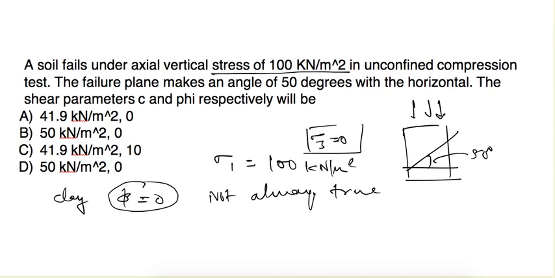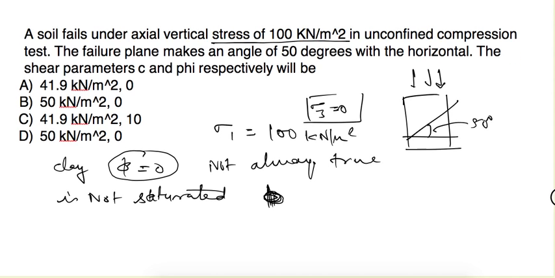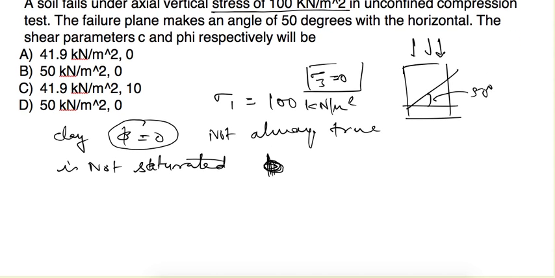Sometimes if the sample is not saturated, even if it is clay, it can show some value of internal friction. So phi can be there. It is not necessary that phi should be 0. But let's see what else is given. The failure plane makes an angle of 50 degrees with the horizontal.